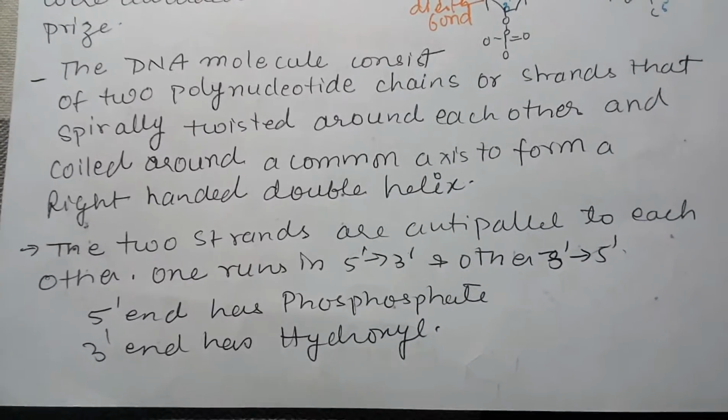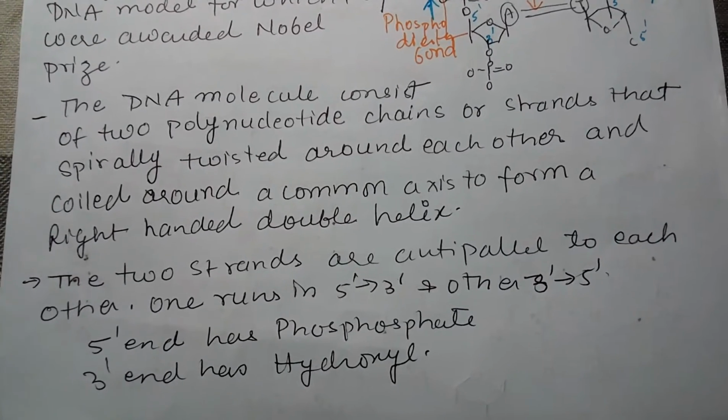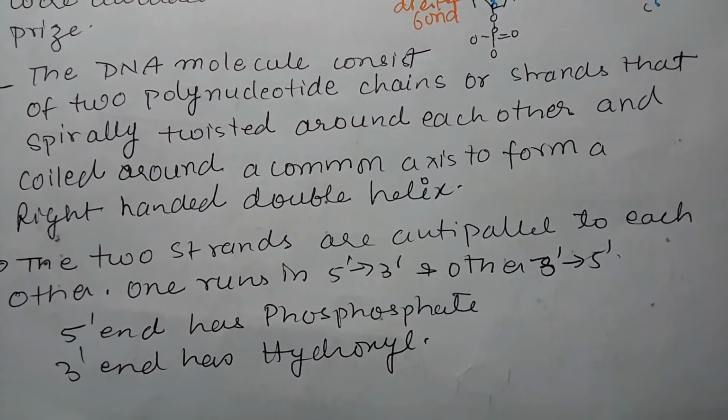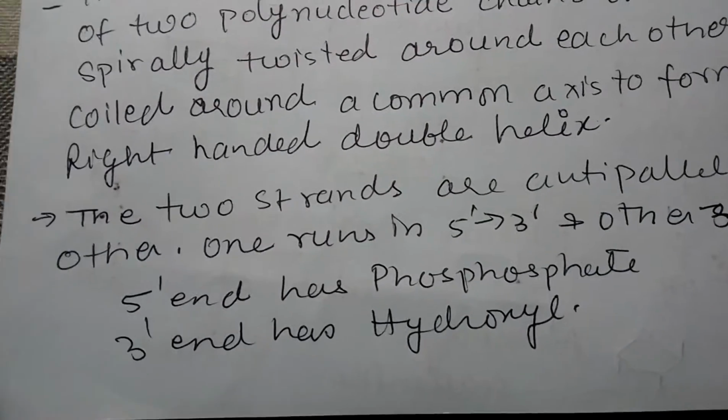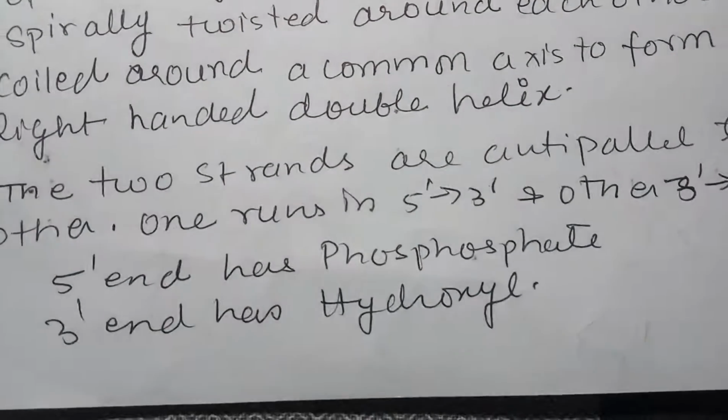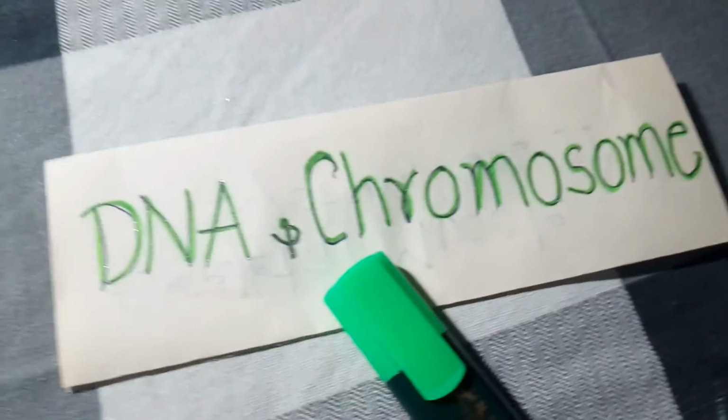The 2 strands are anti-parallel to each other. One runs in the 5 to 3 direction and the other in the 3 to 5 direction. At the 5' end it has a phosphate, and at the 3' end it has a hydroxyl group.